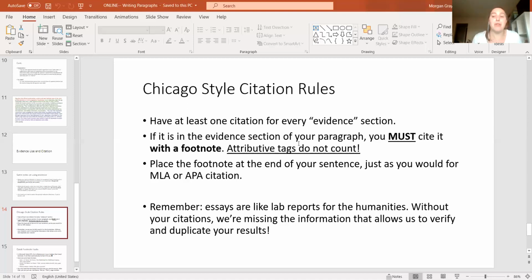Basically, you just need to remember that essays are like lab reports. Humanities, we don't do labs, but we do write essays. So just like in the sciences, we need to be able to verify and duplicate your results. We need to know how you got what you got. And we need to be able to go and identify the exact same sources and see if what you've concluded is valid. That is why historians are really intense about their citations. It's why your professors are likely to be very strict about them. It's actually quite essential to the discipline. It seems annoying, but you do have to be as precise about it as you can.